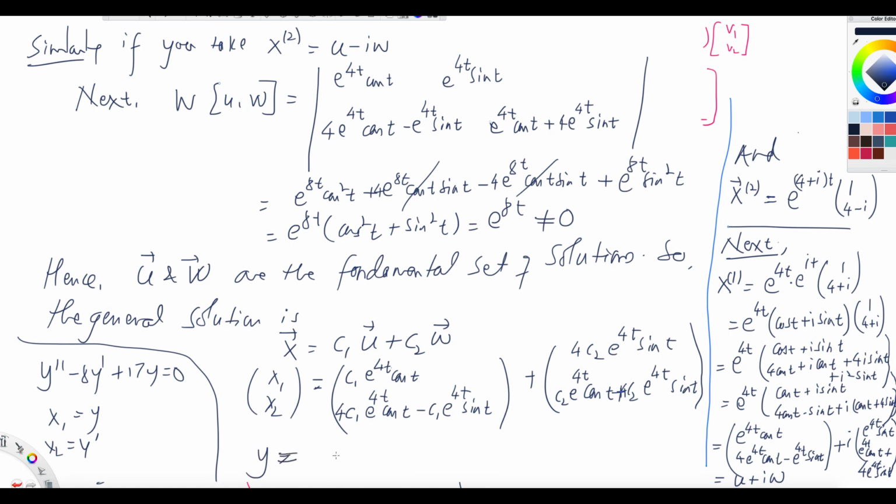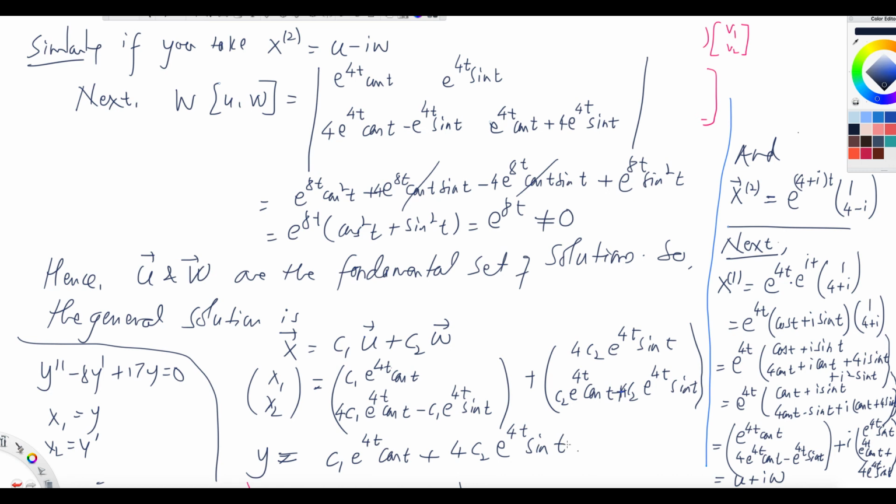So you write c1 e to the 4t cosine of t, and then plus c2 e to the 4t sine of t. This is the final solution of the given equation.